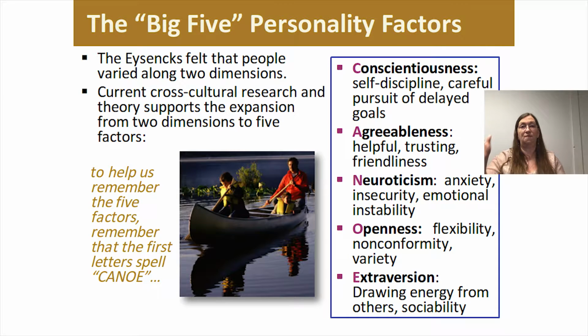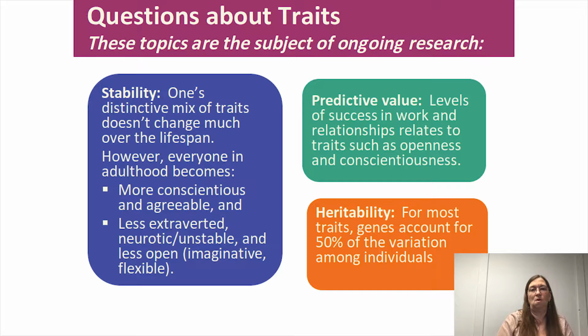And these are on a continuum, so we have the one side on here, and then we have the other extreme on the other side, and we can fit somewhere in between in that continuum. When we look at questions about traits, the topics that are subjects of ongoing research, we have stability. Does one's distinctive mix of traits change, or doesn't it change much over our lifetime? So when we look at these traits, we can see that for the majority of us, for many of the traits that we have, we do not change much throughout our entire lifetime.